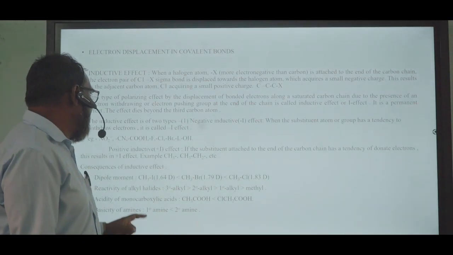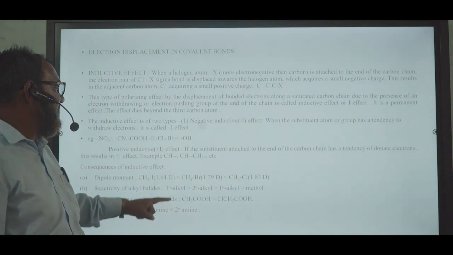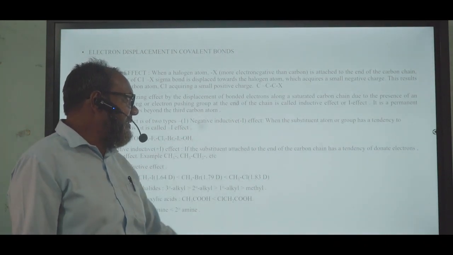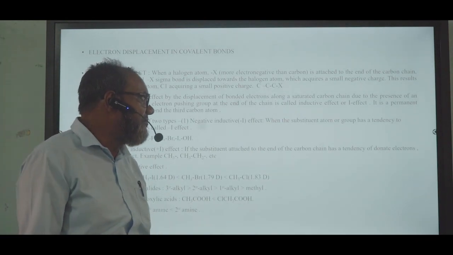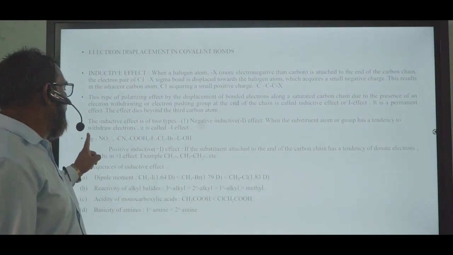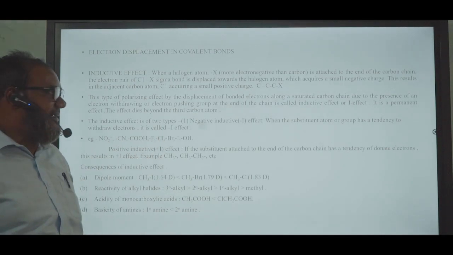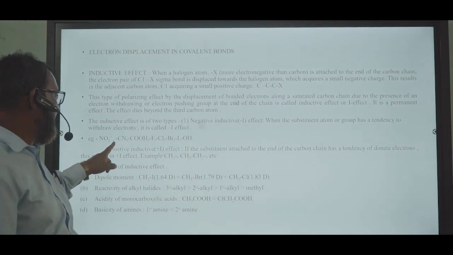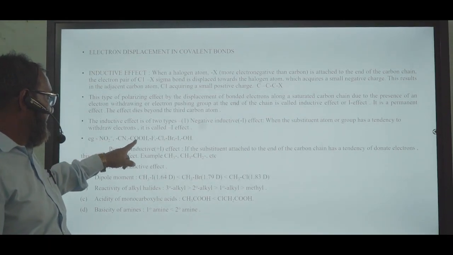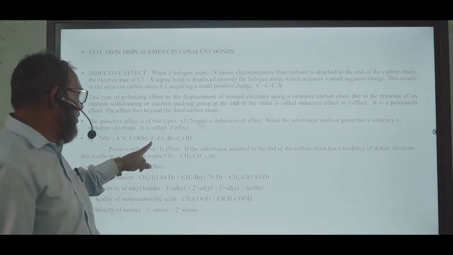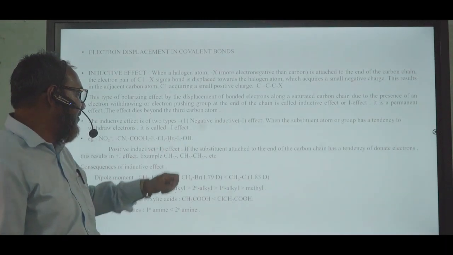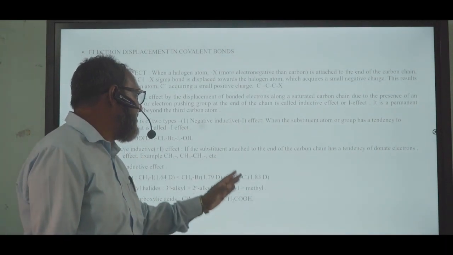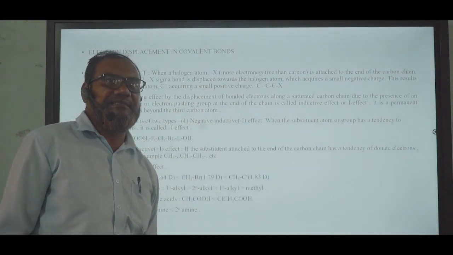Next, the inductive effect is of two types. One is negative inductive effect, that is minus I effect. When the substituent atom or group has a tendency to withdraw electrons, it is called minus I effect. For example, nitro group NO2, cyano, carboxylic acid, fluorine, chlorine, bromine, iodine, OH, etc. These are minus I effect groups. That is, they pull electrons towards themselves.